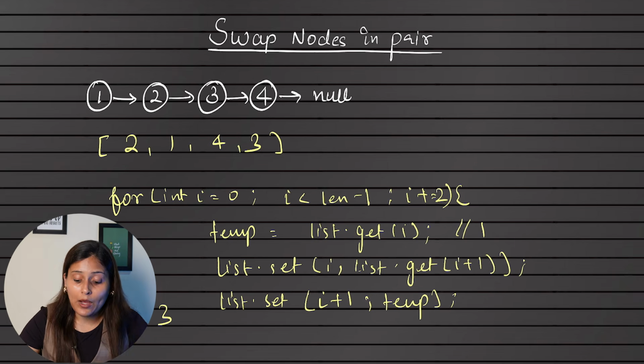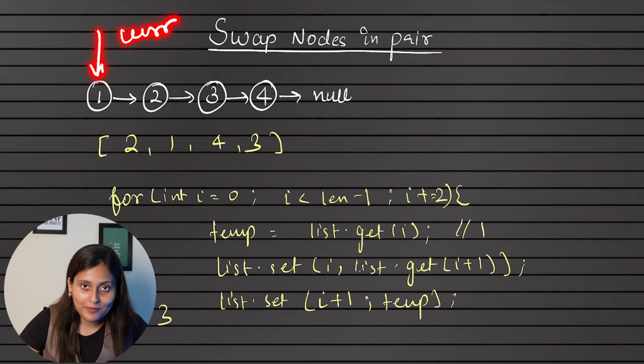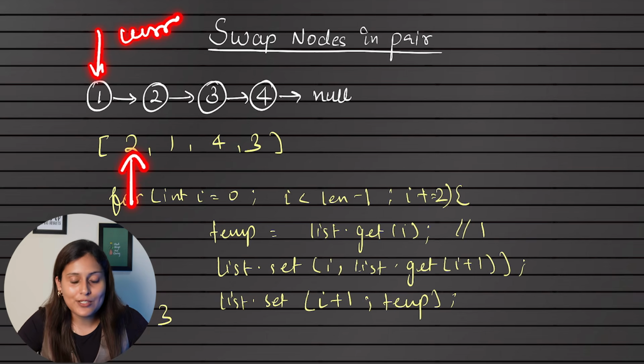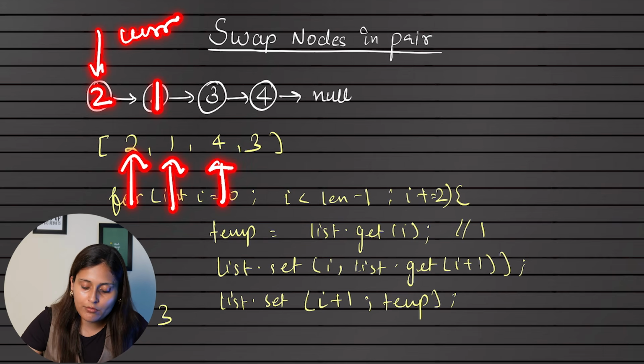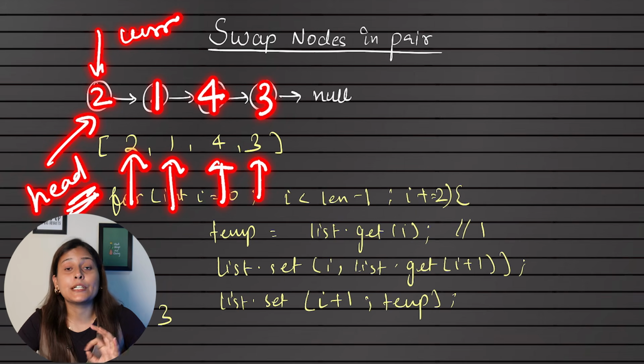Now again we will start our current pointer, and one by one we will read the values from the list. So it is 2, we will overwrite the value of the node. Now this is 1, we will overwrite. This is 4, we will overwrite, and this is 3, we will overwrite. And whatever was our previous head, this we will return.